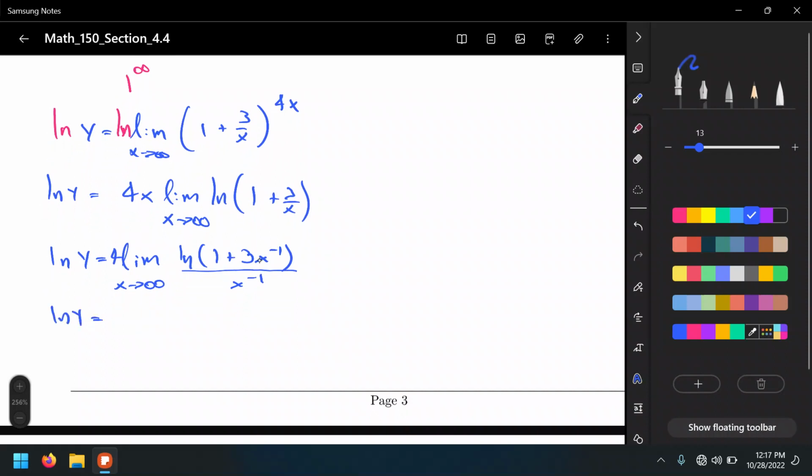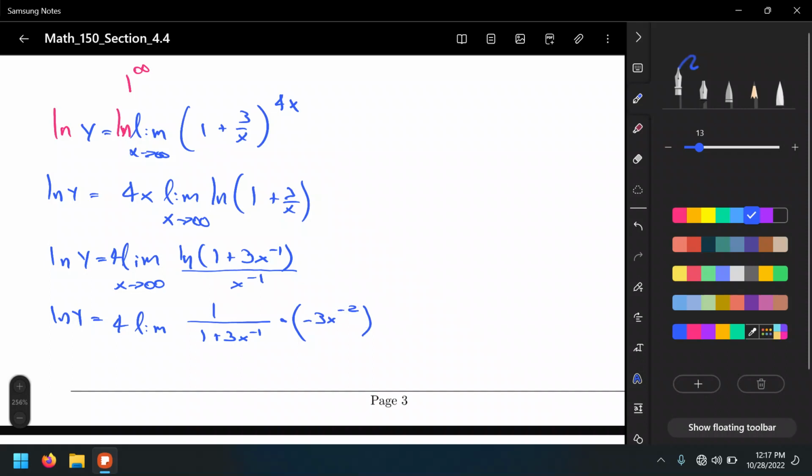So the derivative of the numerator, the derivative of the natural log function, is 4 times the limit of 1 over what's inside the logarithmic function, which is 1 plus 3x to the negative 1, times the derivative of 3x to the negative 1, which is negative 3x to the negative 2. So far, so good?